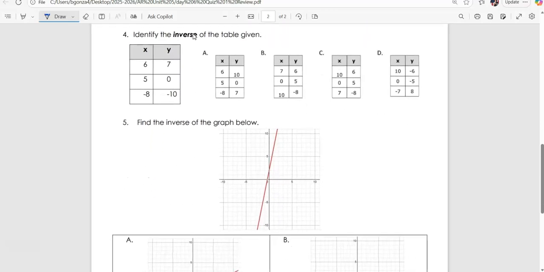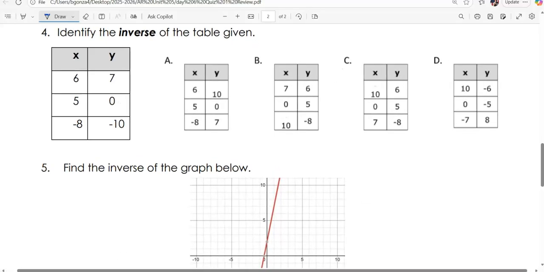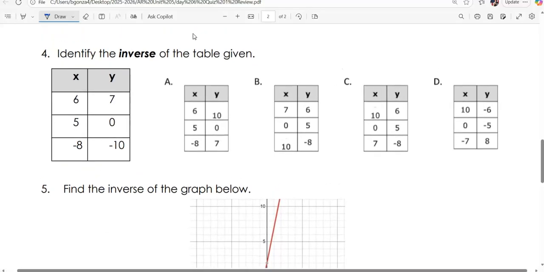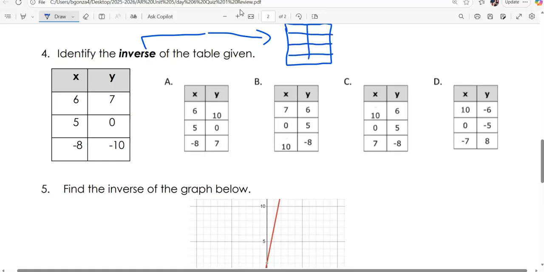Number 4, inverse of the table. So if I take this table and I find the inverse, okay, my new x and y is going to be switched around. So instead of 6, 7, it's going to be 7, 6. Instead of 5, 0, it's 0, 5. And instead of -8, 10, it's -10, -8. All right.